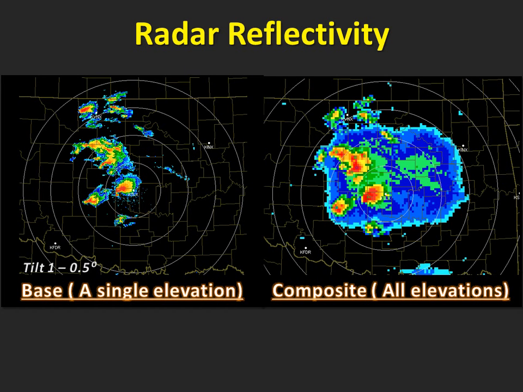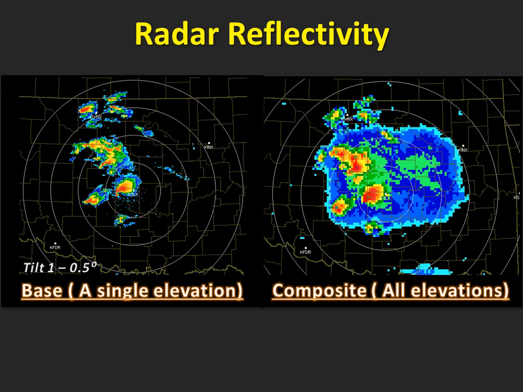Radar works by sending out signals at varying elevations. Assuming there's something out there to reflect that signal, a portion of the original signal will be sent back to the radar, as we saw in the illustration before. Larger and/or more closely spaced precipitation particles will reflect more of that energy back to the radar, giving them a higher reflectivity. Base reflectivity, as seen on the left side of the screen, is taken at a single elevation. Composite reflectivity, on the other hand, is a conglomerate of all radar elevations.